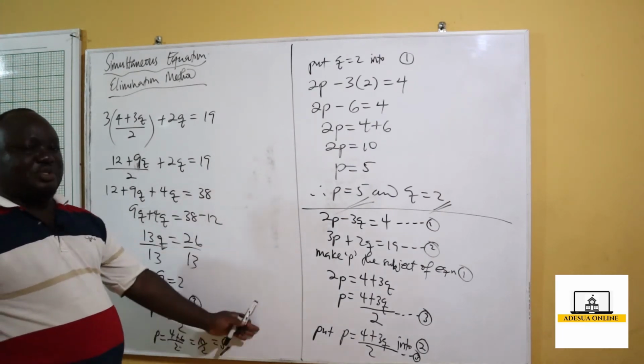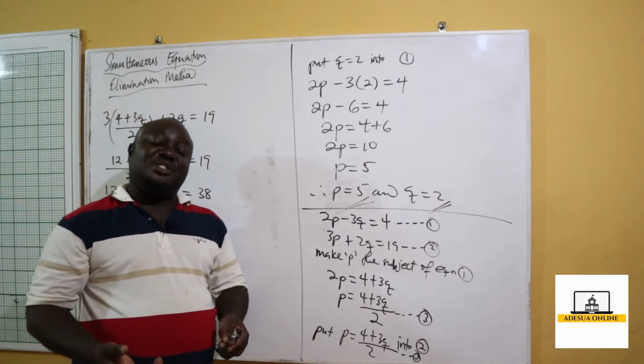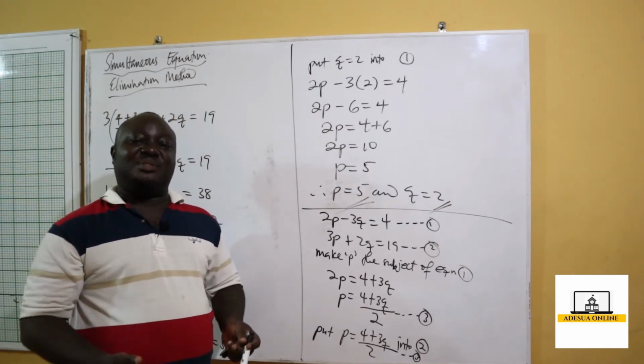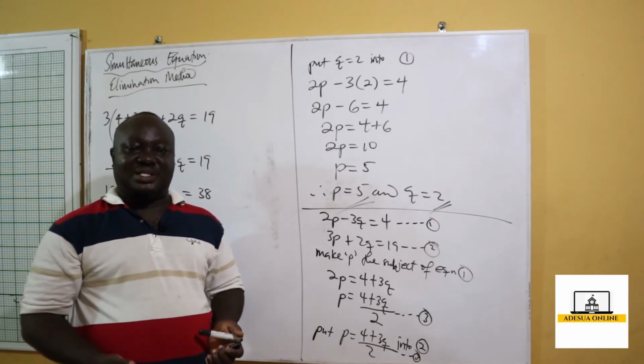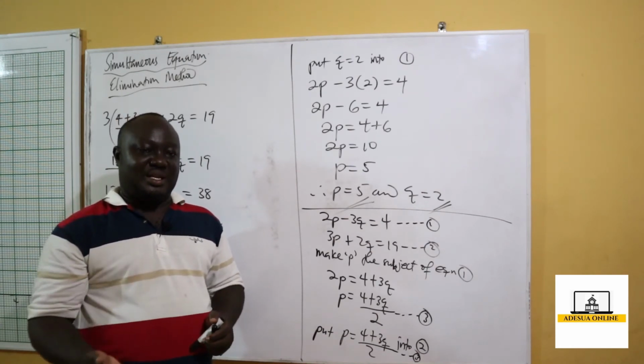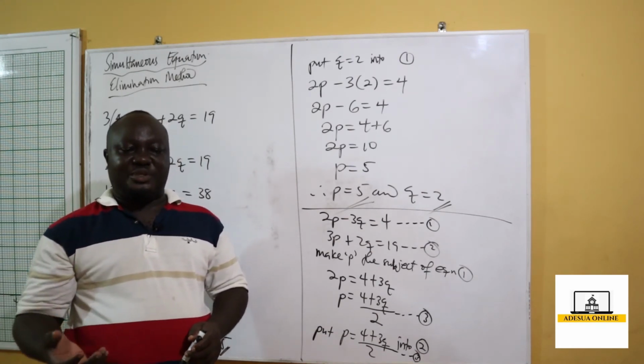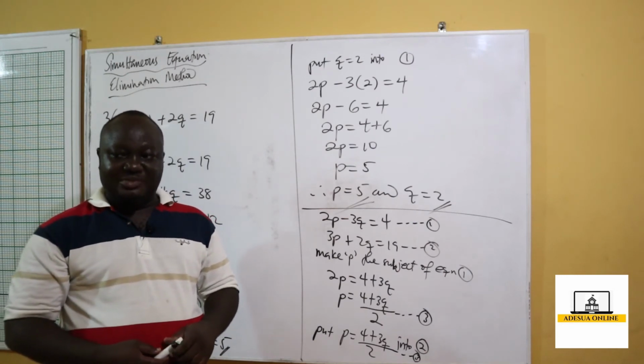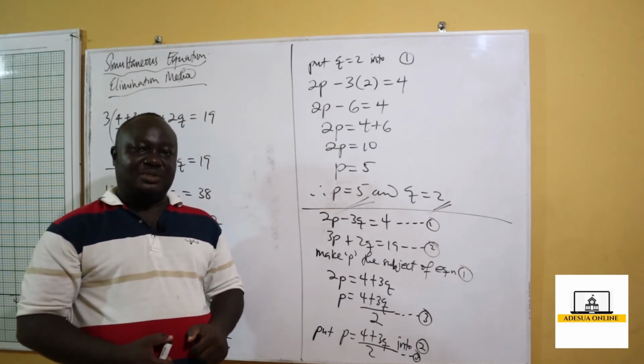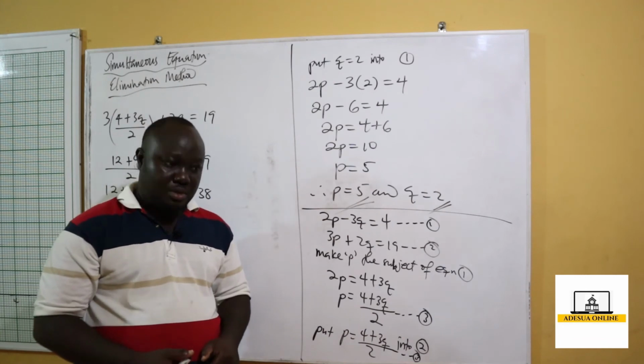So this is the substitution method. The substitution just involves what? Change of subject. Making one variable the subject, and then you put it into the other equation, and then you find the corresponding values of x and y. Now let's solve some more examples under the substitution method.